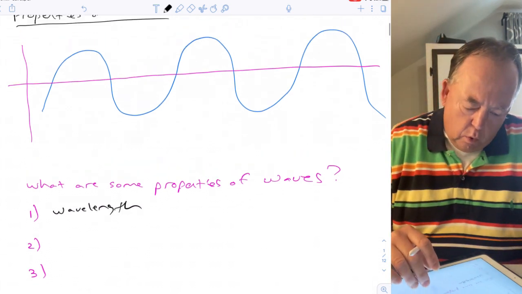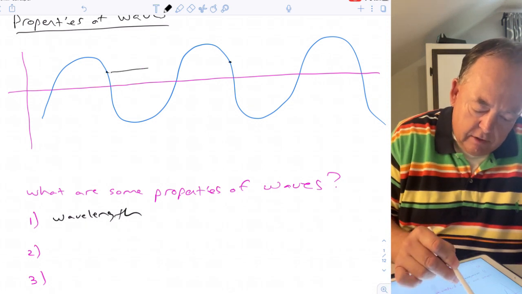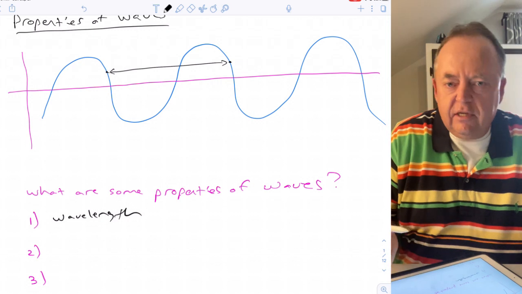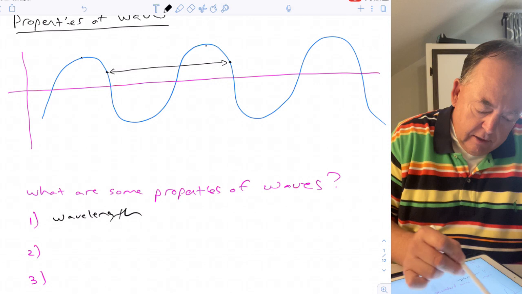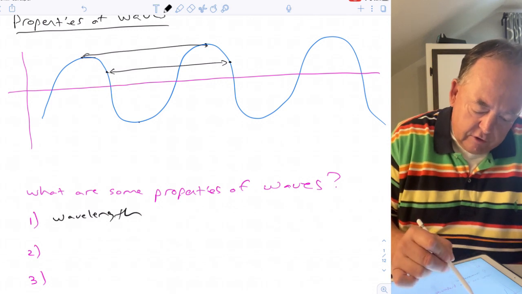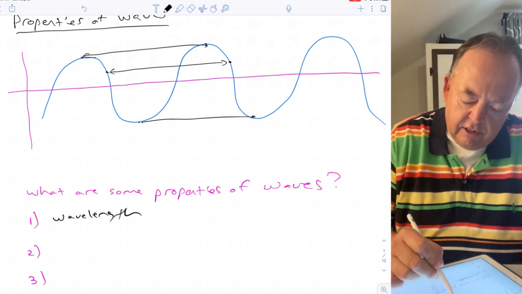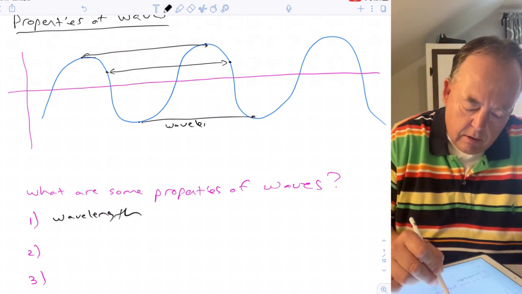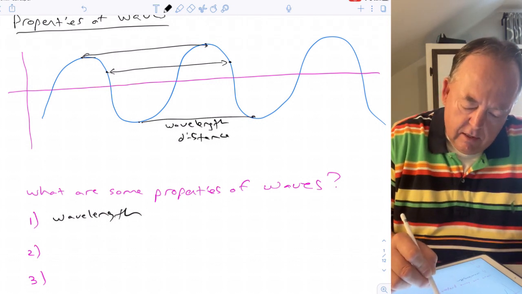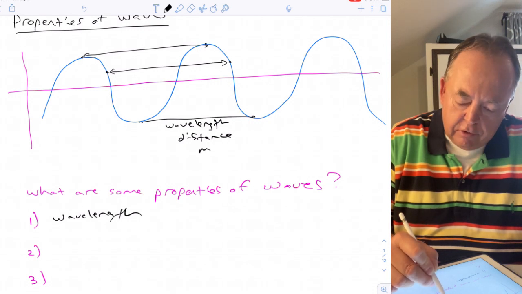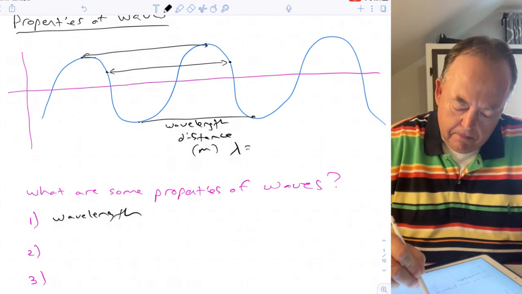Right? So what is wavelength? If you take any 2 similar points on a wave, it would be the distance between them. So typically it would be from crest to crest, or trough to trough, but it doesn't have to be. It can be any 2 similar points on a wave. The distance between them is wavelength. Right, so what's a distance? It would have units such as meters, for example. And it's given the Greek symbol lambda.